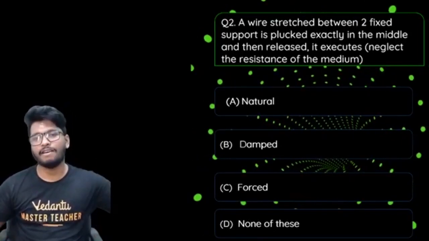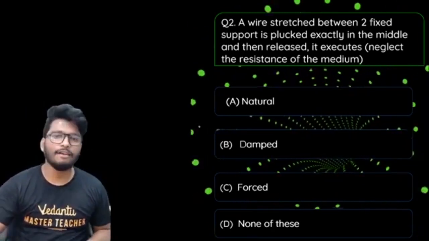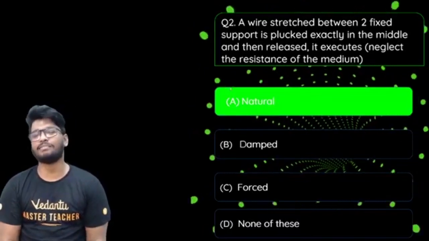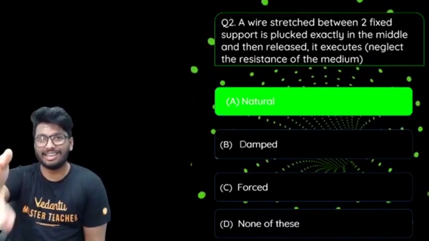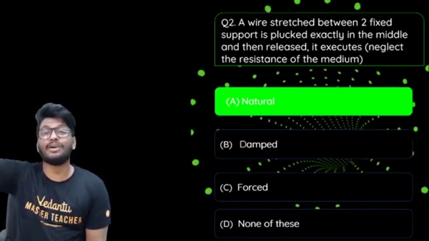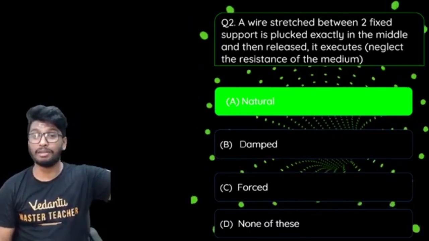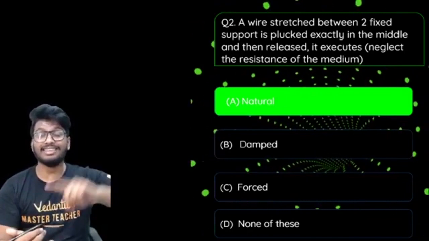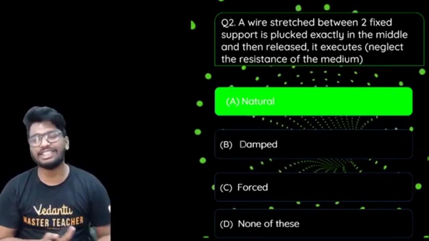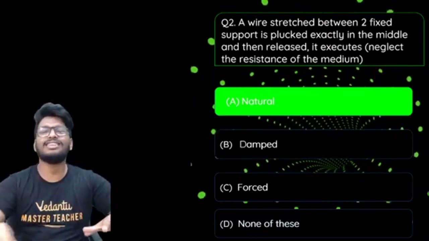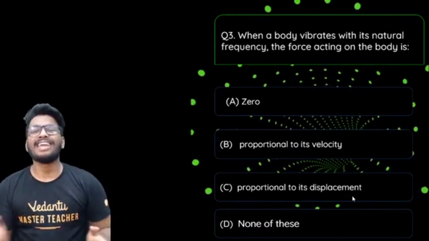And the answer, guys: 5, 4, 3, 2, 1. Forced? No, it's natural, people. Natural vibration is what you see over here, because, like I told you, a string would vibrate at its natural frequency. Remember the factors that it depends on: the length, the density of the medium, the tension on the wire, and also the radius of the wire or the string. So all of these are the factors that it depends on.